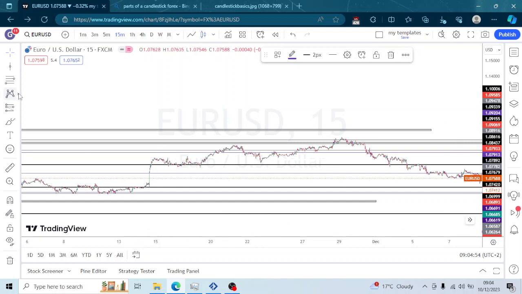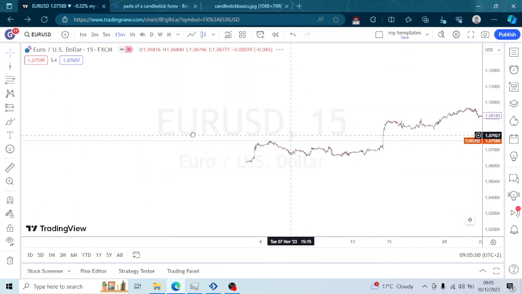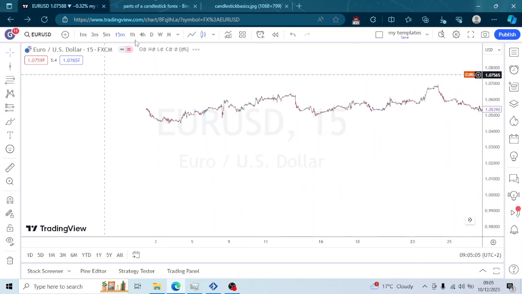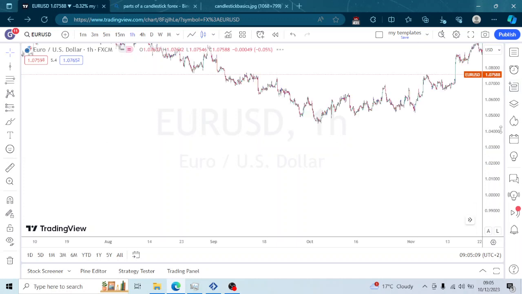10 July. Then let's clean this chart. Wow, I really don't have indicators. 10 July. The 15 minutes is not gonna reach July, I don't think so. Let's go to the 1 hour. It will take too long for me to go there.